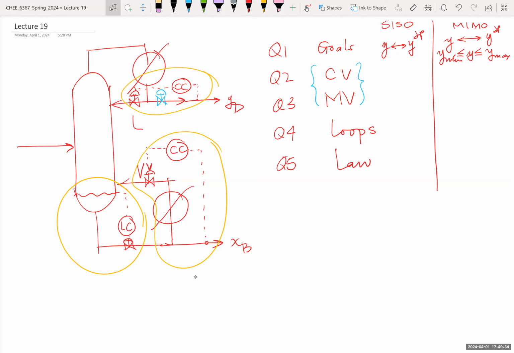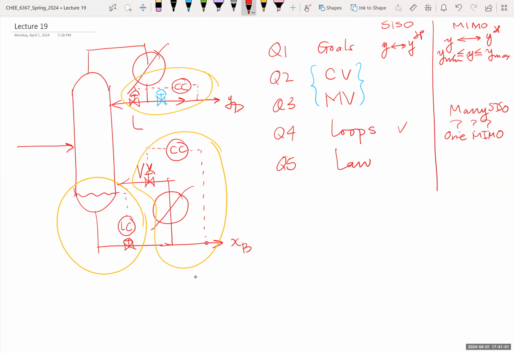And then when it comes to how you design loops, if you have a single input, single output system, this is trivial, but here you may have issues. Namely, do you consider many single input, single output loops? Do you consider one multiple input, multiple output big controller?